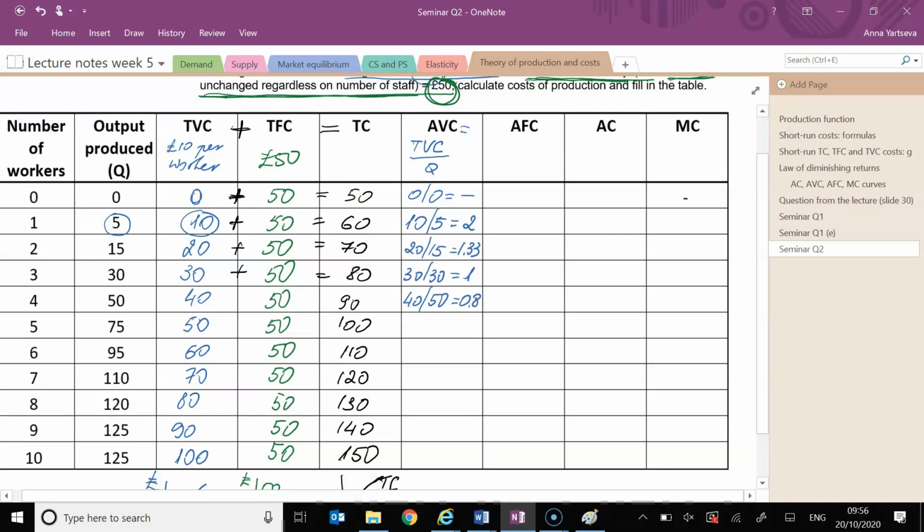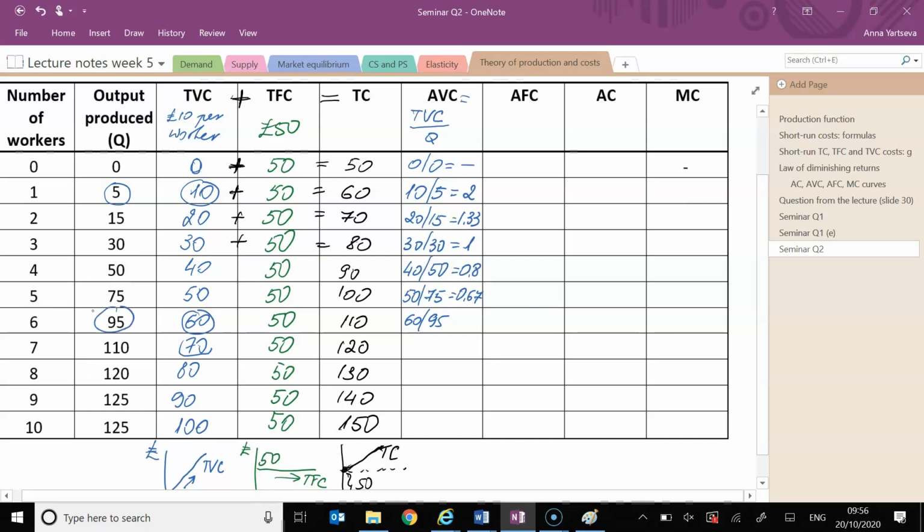Next, spent 50 pounds, produced 75 units. 50 divided by 75 is equal to 0.67. I'm rounding up slightly. Next, 60 pounds spent, produced 95 units. 60 pounds, 95 units. These two values, it's going to be equal to 0.63.